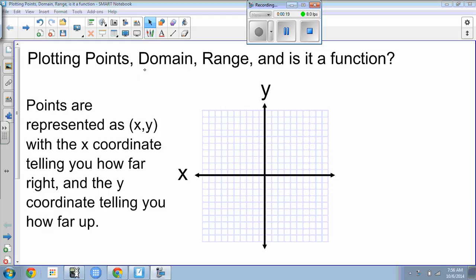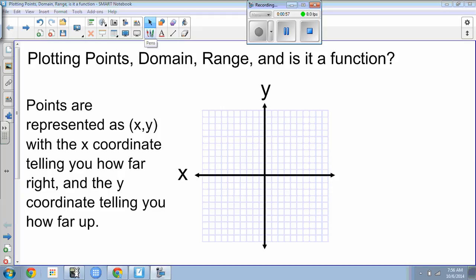So the first thing we're talking about are just plotting points, and this is definitely something you've seen before. Points are represented as x, comma, y, with the x-coordinate telling you how far to the right. And over here on the right side, we're going to get positive x values. Over here on the left side, we're going to get negative x values. And right up and down the middle here on the y-axis, we're going to get an x value of 0. Y values, y coordinates, tell you how far up you're going, with positive being up towards the top of the graph, negative at the bottom of the graph, and 0 right along the middle.